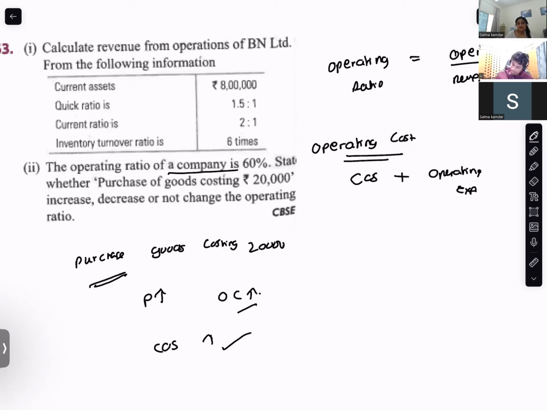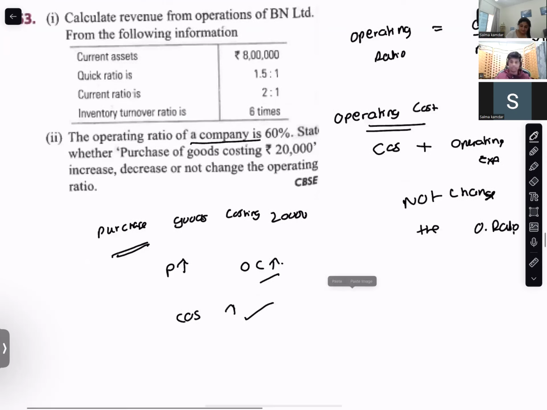State whether this ratio will increase, decrease, or not change, the operating ratio. It will not change, because the cost will also increase and the revenue from operations will also increase because the cost of sales will increase. So both numerator and denominator will increase, so it will not change the operating ratio.